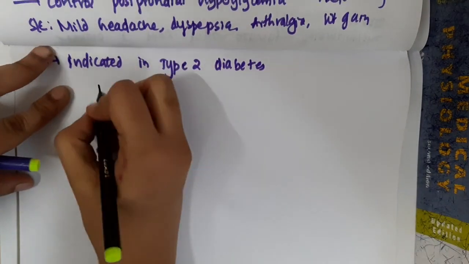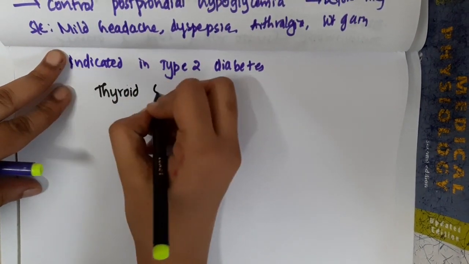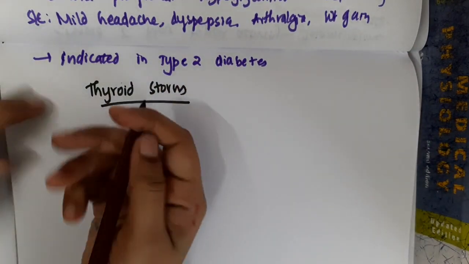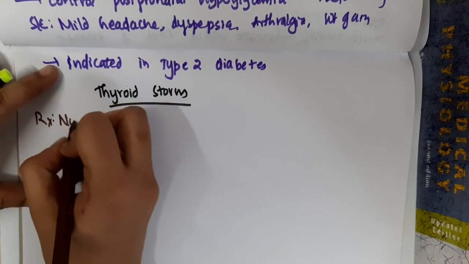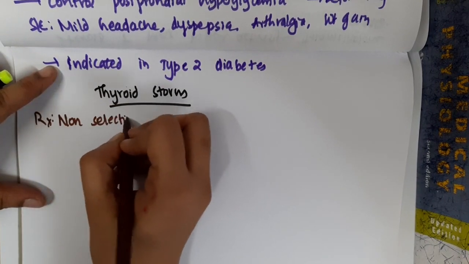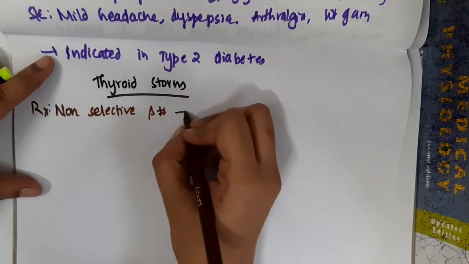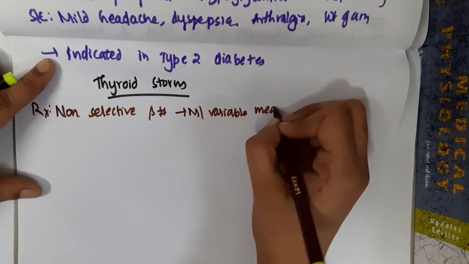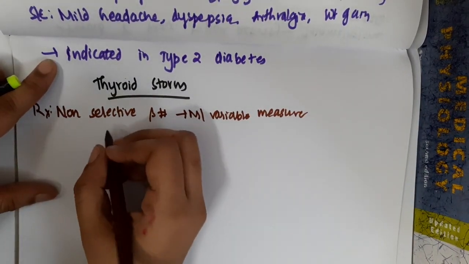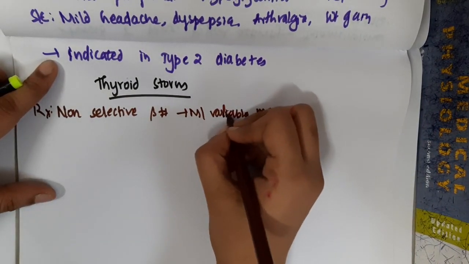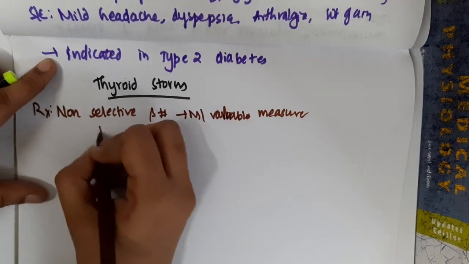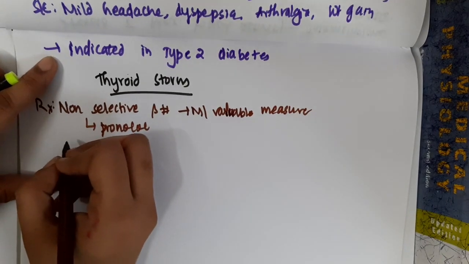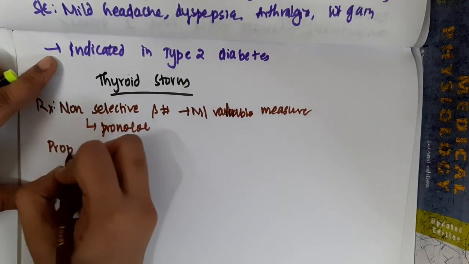Hello friends, let us now learn the treatment of thyroid storm. The treatment mainly includes non-selective beta blockers. Non-selective beta blockers are the most valuable and most important measure in thyroid storm. That is, the non-selective beta blocker propranolol is mostly used. Second, there is propylthiouracil.